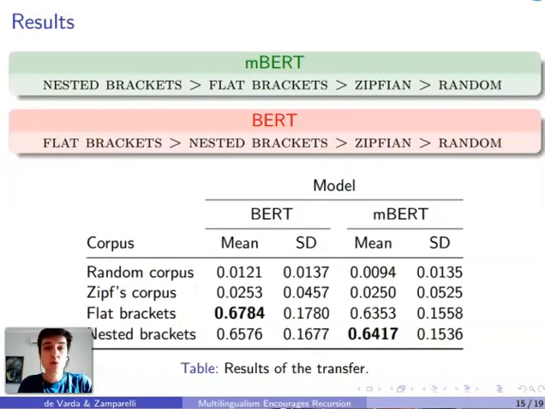Our results showed that multilingual BERT behaved in accordance with the hierarchy of structuredness that I just mentioned, with higher performance scores associated with higher structuredness. On the other hand, the performance of the 2 networks started to diverge in the flat brackets and the nested brackets corpora. So while multilingual BERT assigned the highest probability scores to the nested bracket corpus, BERT did not behave in the same way and assigned the highest probability to the flat brackets.